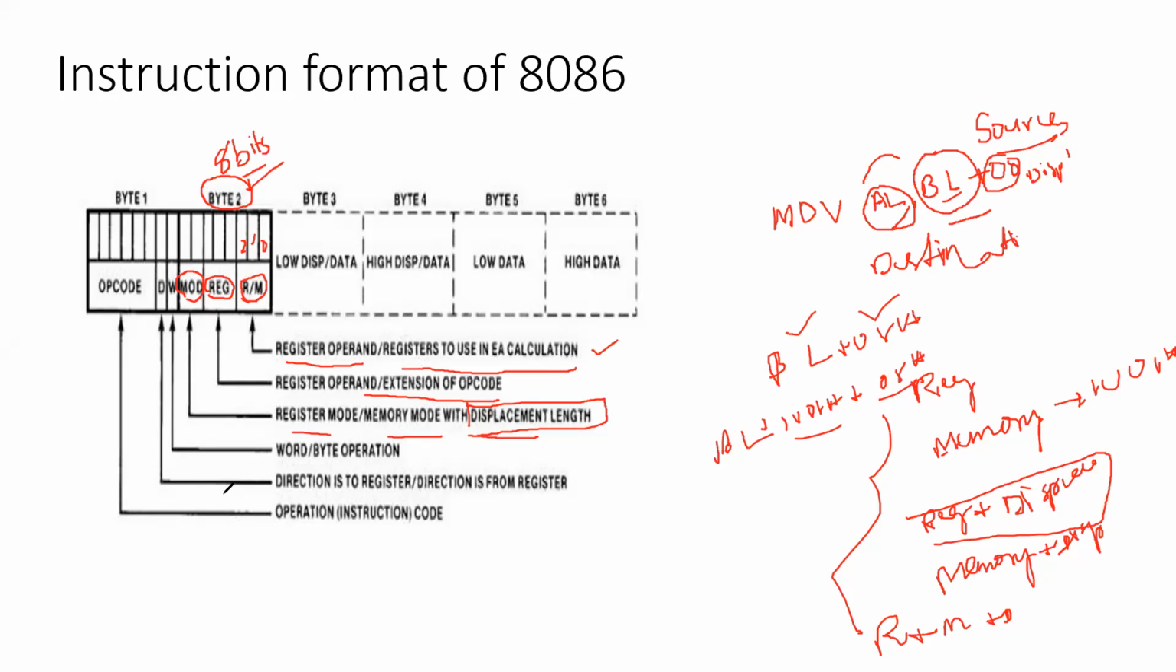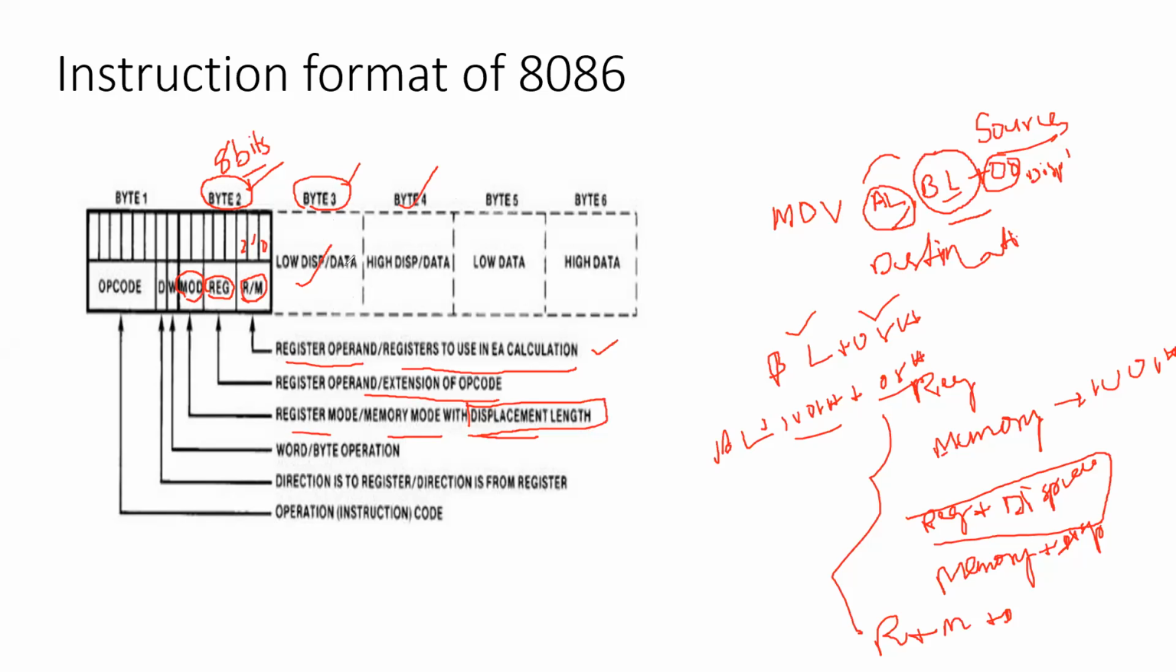When you have displacement, byte 3 indicates the lower displacement data. If it is 8-bit, we will have only byte 3. If it is a 16-bit displacement, we will also have byte 4. Displacement may be either 8-bit or 16-bit. When you have 8-bit, you will have only byte 3. When you have 16-bit displacement, we will have byte 4 also.